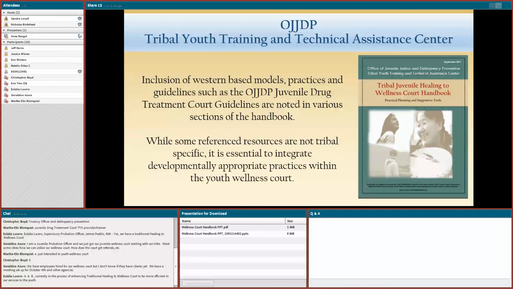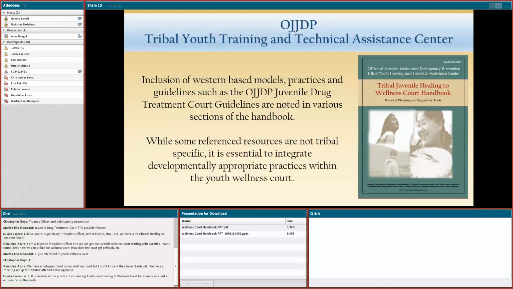Thank you, Christopher. I'm so excited for you all. You know, just to see people here that are trying to advocate for youth and to make the system better is really encouraging for us at the TA Center.